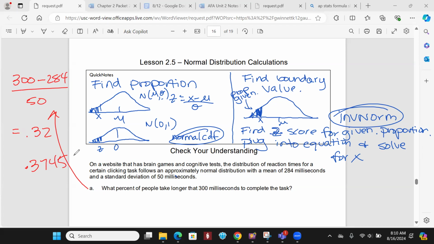On the next one, it's working it backwards, so you're finding the value. The value should have been 167.5. So I need to go through that one. I'm going to give it a second because it was still writing.